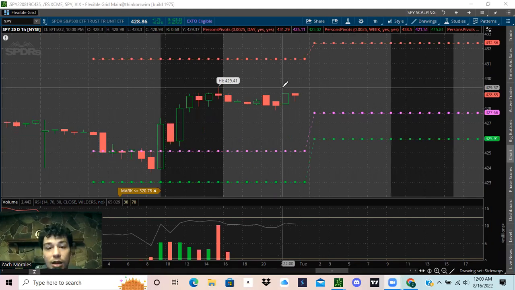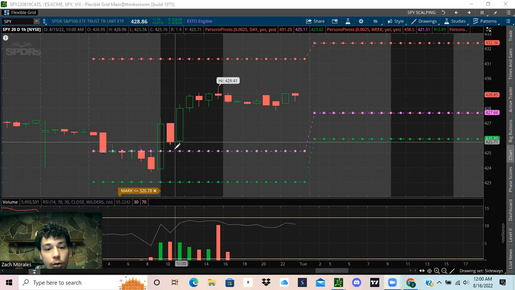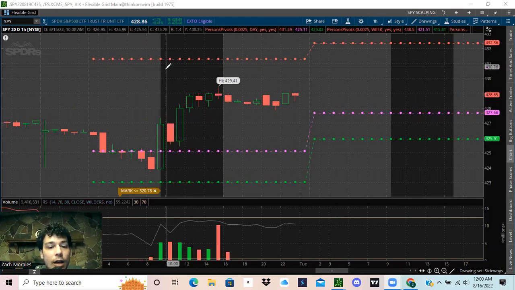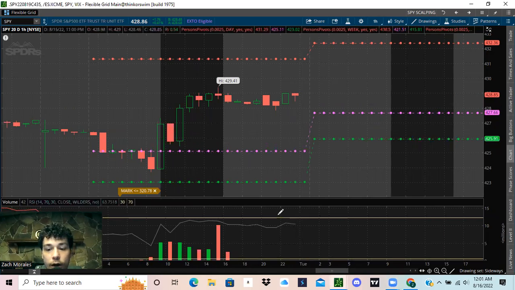So you have to play the levels that they're going to be looking at and react accordingly. All right, so that's just like a game plan. Using these person pivots, they're going to help give you good ideas on where to have an entry, or possibly a stop loss.